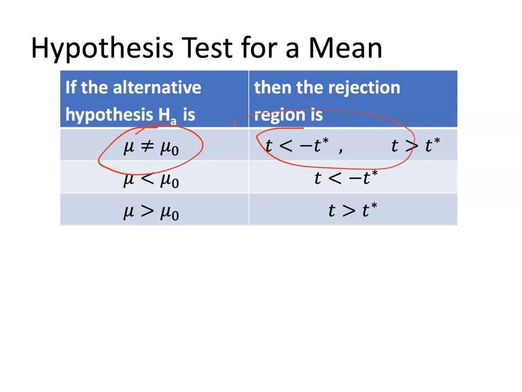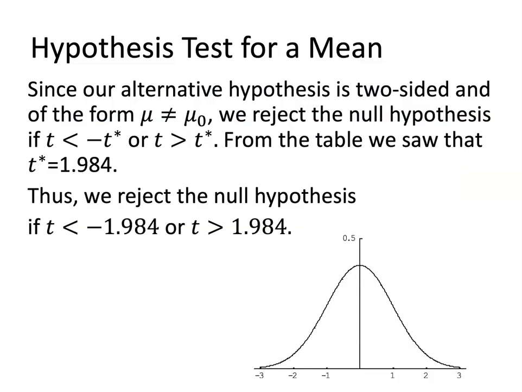So it's going to be t is less than negative t star, or t is greater than t star. Since our alternative hypothesis is two-sided and of this form, mu does not equal mu 0, we reject the null hypothesis if t is less than negative t star or t is greater than t star. From the table, we saw that t star is 1.984. Thus, we reject the null hypothesis if t is less than negative 1.984, in other words, we're out in this zone here, or if t is greater than 1.984. So in other words, if we're in this zone over here.